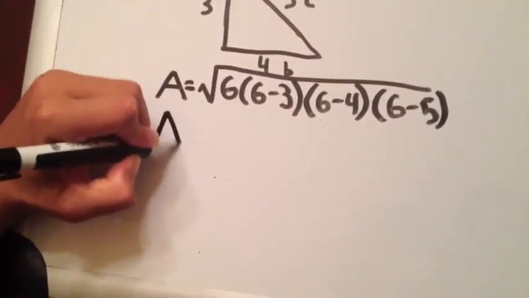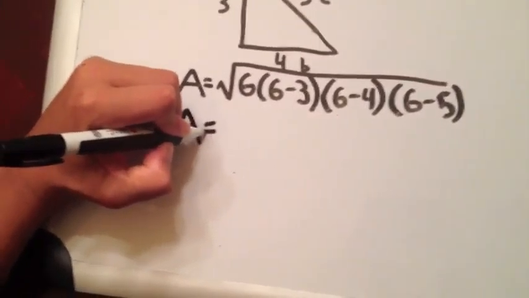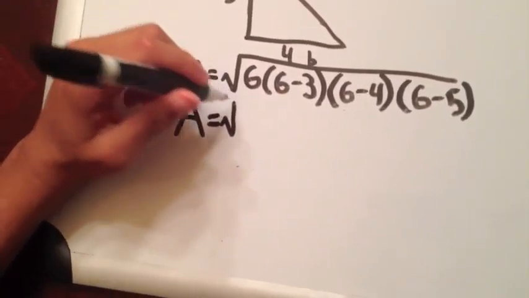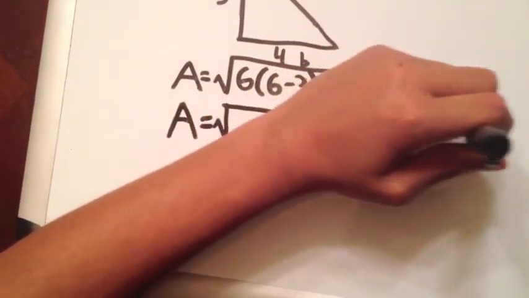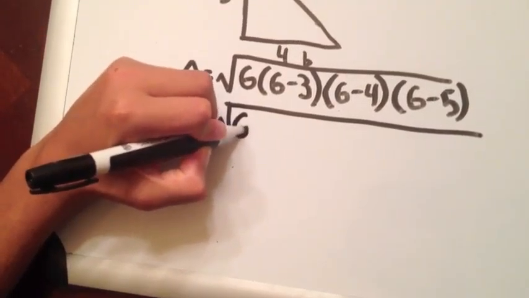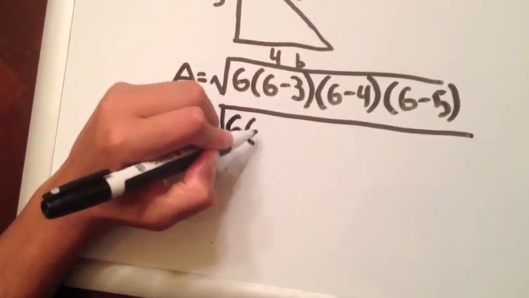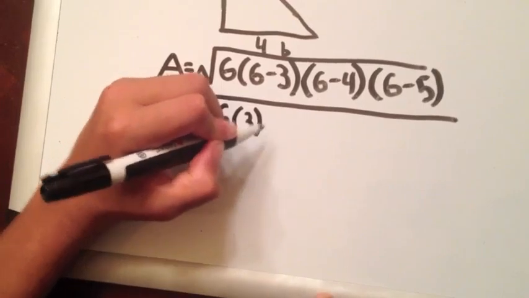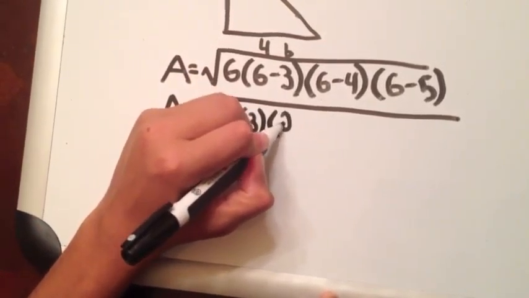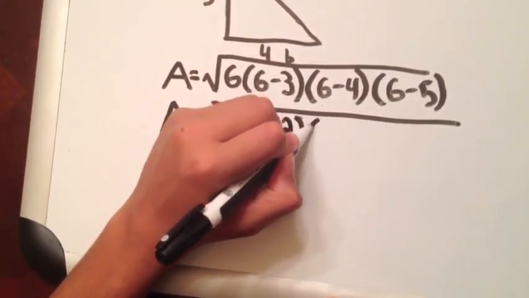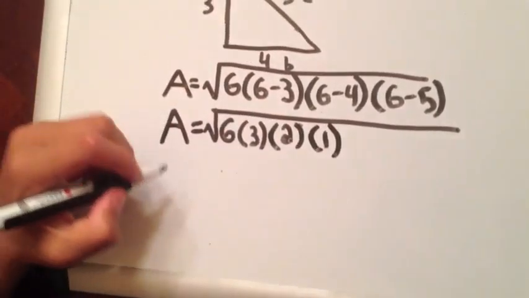So now if we just do the stuff in the parentheses, we'll have area is equal to the square root of 6 times 3 times 2 times 1.